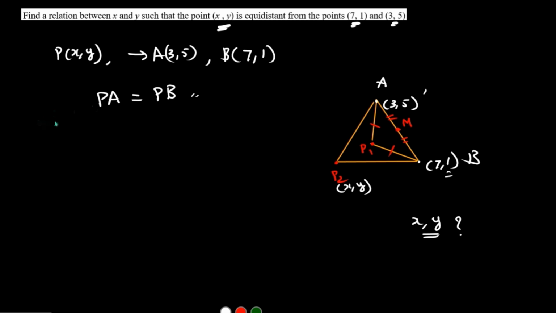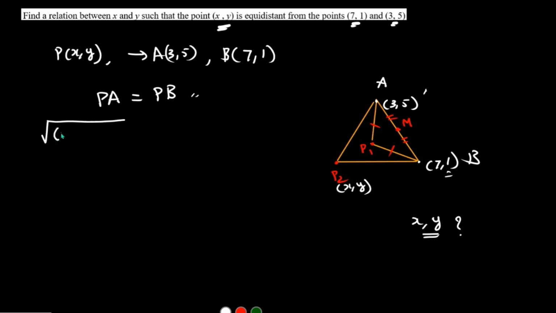So how do you find the distance between two points? We take the difference between the x coordinates whole square plus the difference between the y coordinates whole square, and find the square root. So we are making them equivalent. Let's take the distance between this point and this point. Either you can write x1 minus x2 or x2 minus x1. It does not matter because anyhow we are squaring it.